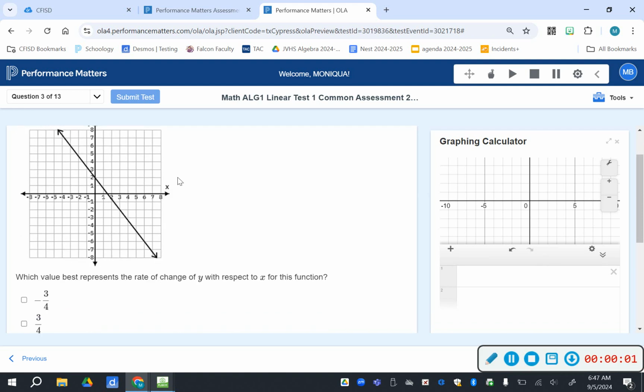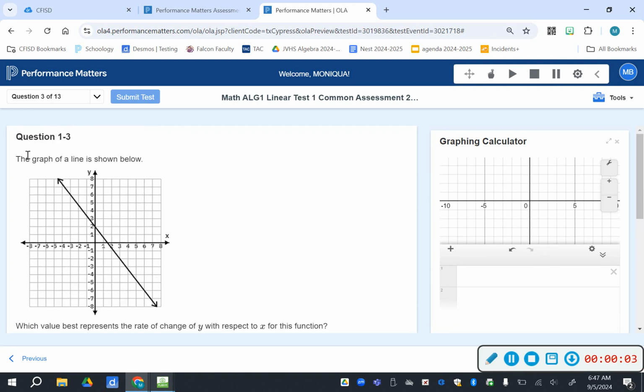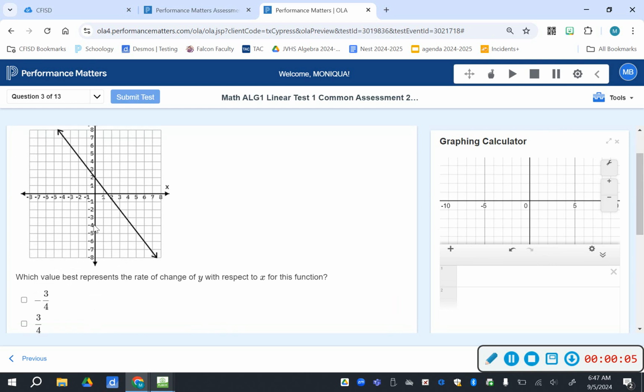Alright, this is question 3 from the Unit 1 test. It says the graph of a line is shown below. Which value best represents the rate of change of y with respect to x for this function? Now, keyword is rate of change.